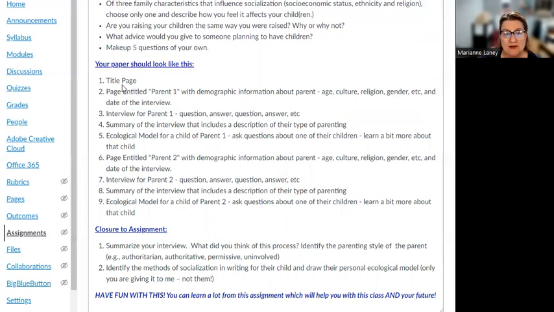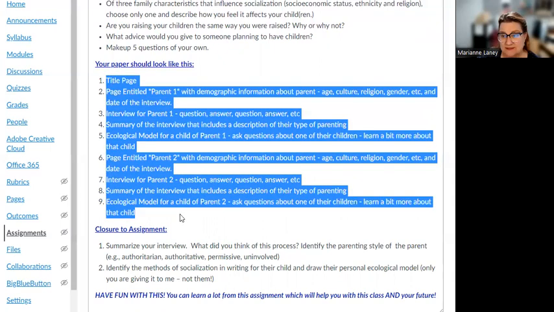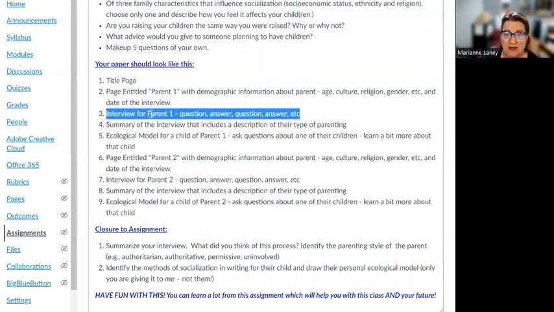Okay. What I'm saying right here is all of these need to be typed. The ecological model can be drawn, but if you took notes, you don't just give me your notes, you have to retype them. This is a big one. This is an assignment. This class is called Child, Family, Community. What do you think we're doing here?